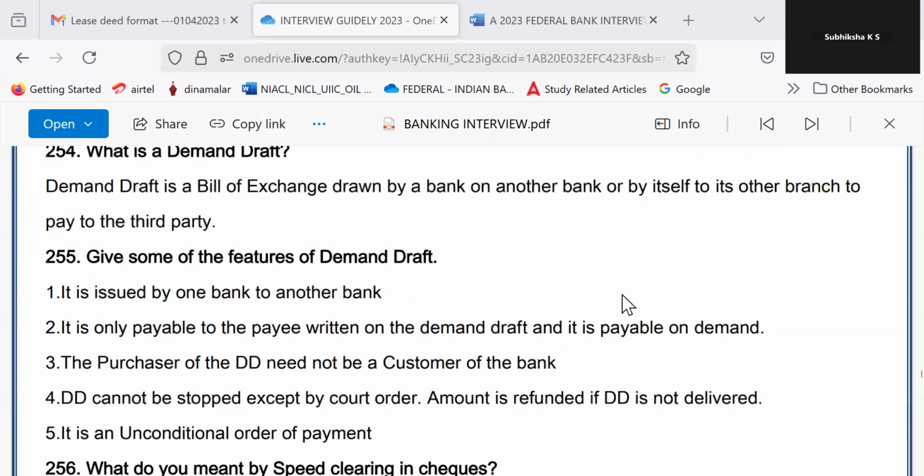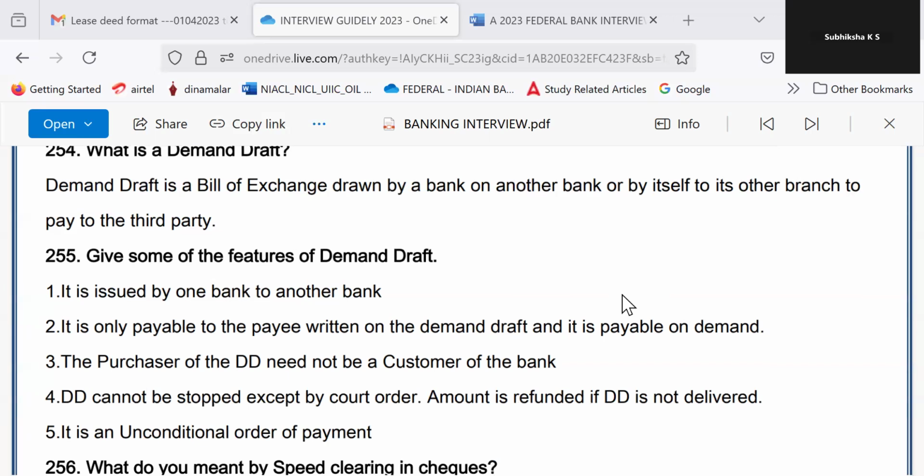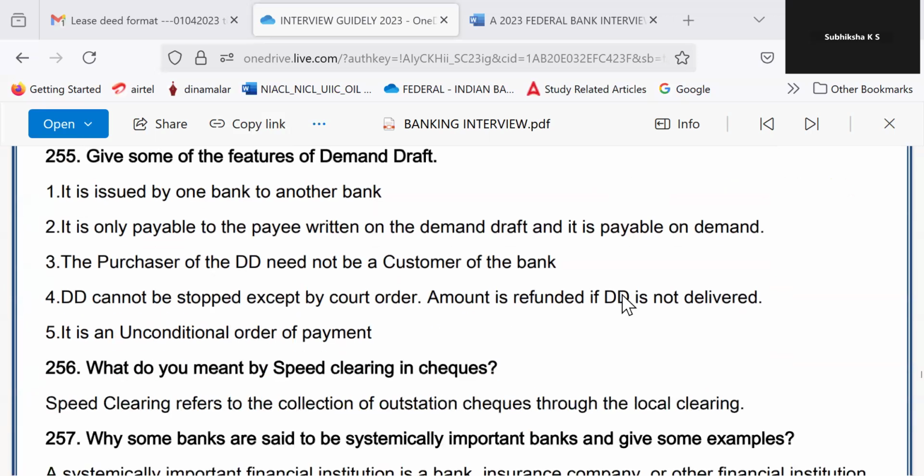255. Give some of the features of demand draft. It is issued by one bank to another bank. It is only payable to the payee written on the demand draft, and it is issued by one branch of a bank on another branch of a bank. Understand? Say Indian Bank Chennai will issue a demand draft payable to the payee on Indian Bank Mumbai or Kolkata. Yeah, continue.